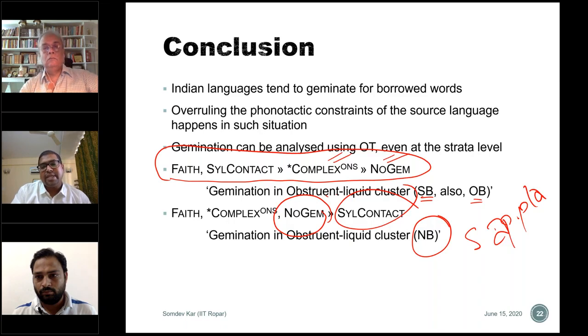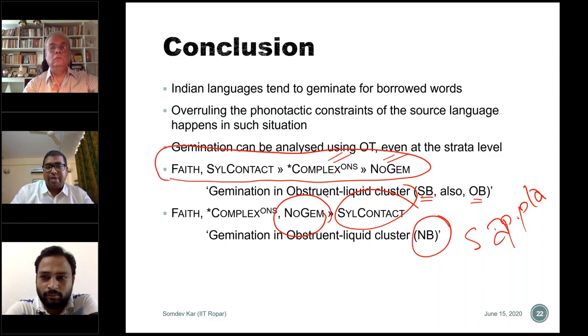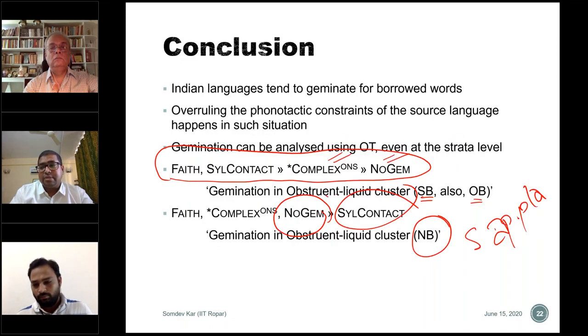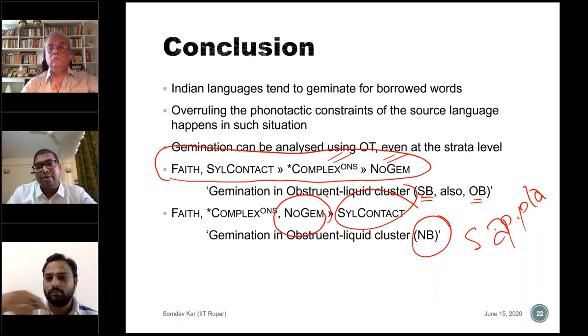So this basically gives us two contrastive ranking patterns within the same language, which was not possible in the original framework of optimality theory. But later, Junko Ito and Armin Mester first introduced this concept in Japanese, that you can have different strata for a language, and you can have different ranking systems for that language. Okay, so this is where I would like to stop.